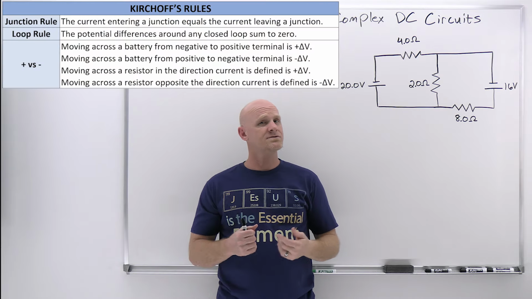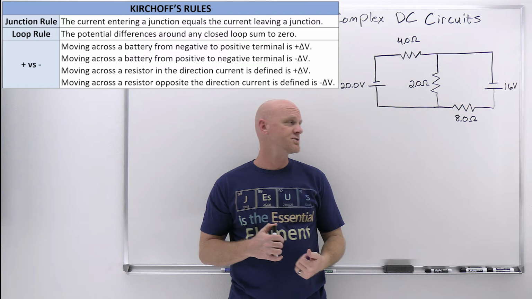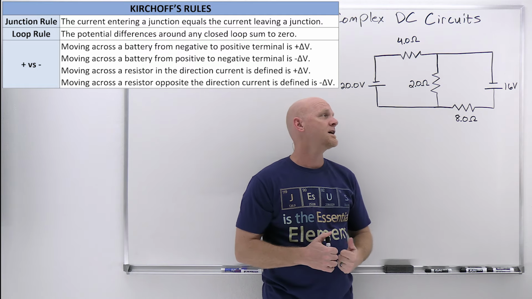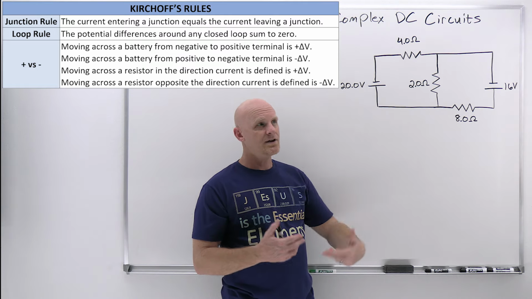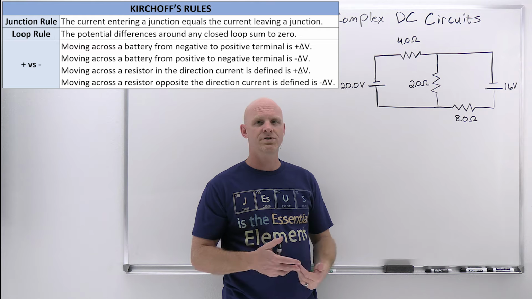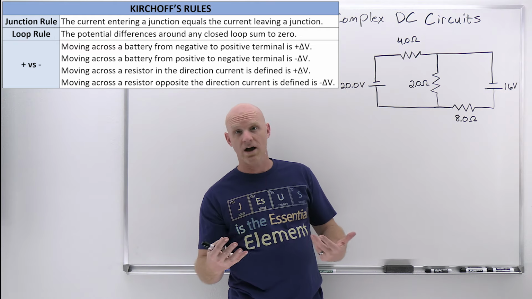All right, so Kirchhoff's got two rules. First one is the junction rule. Second one's going to be the loop rule. And the junction rule simply says that any current flowing into a junction is going to equal the current flowing out. So anything flowing in flows out, so to speak.